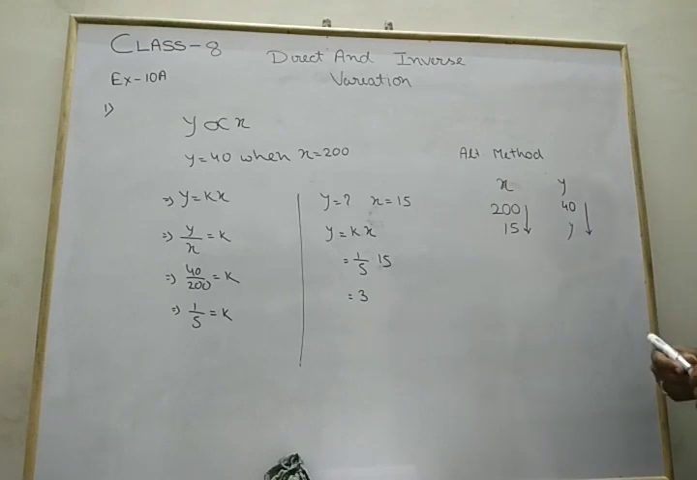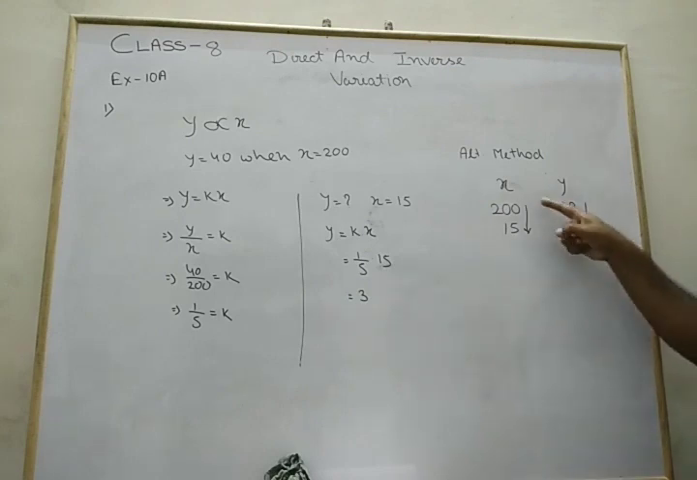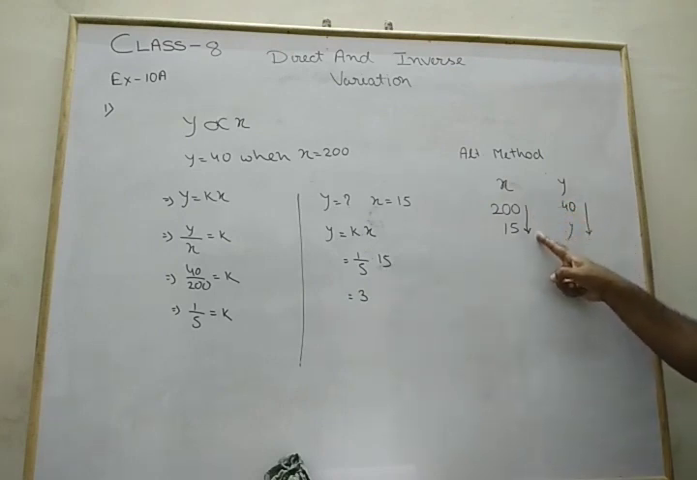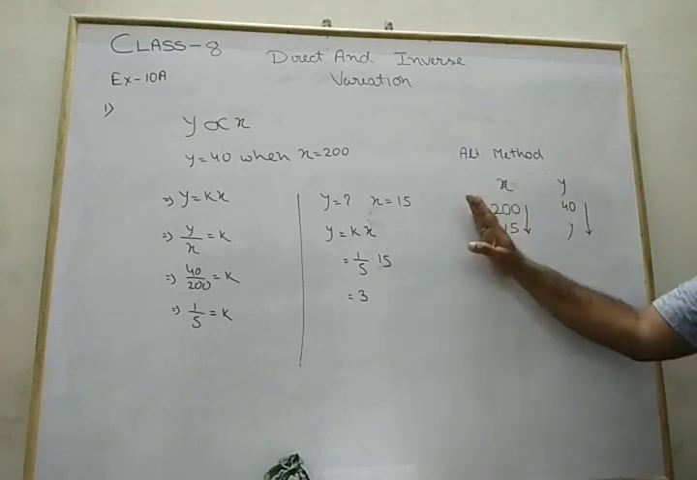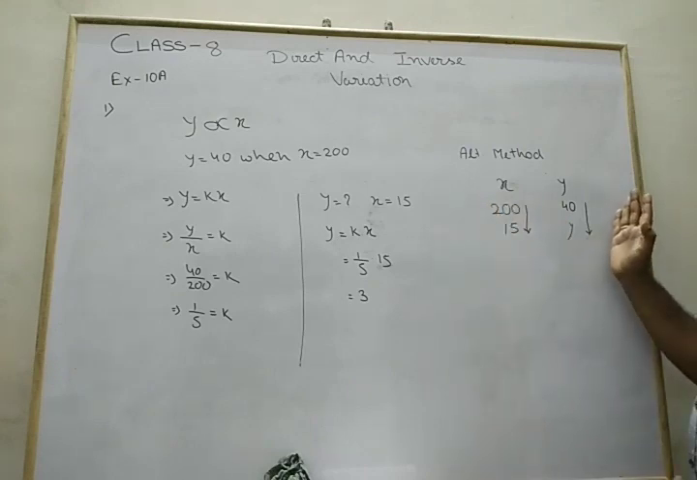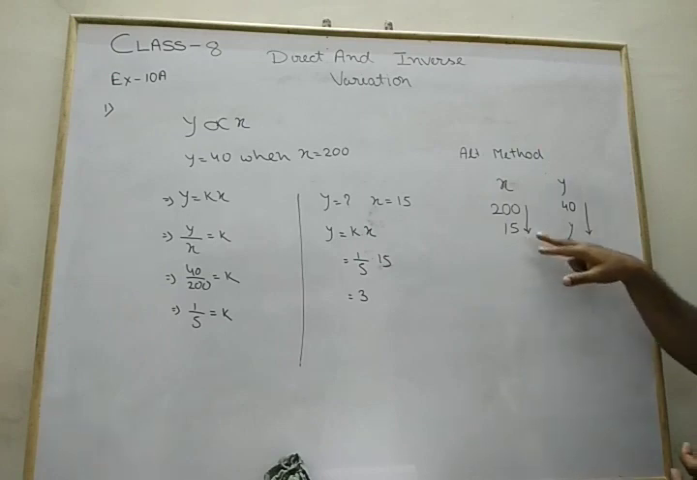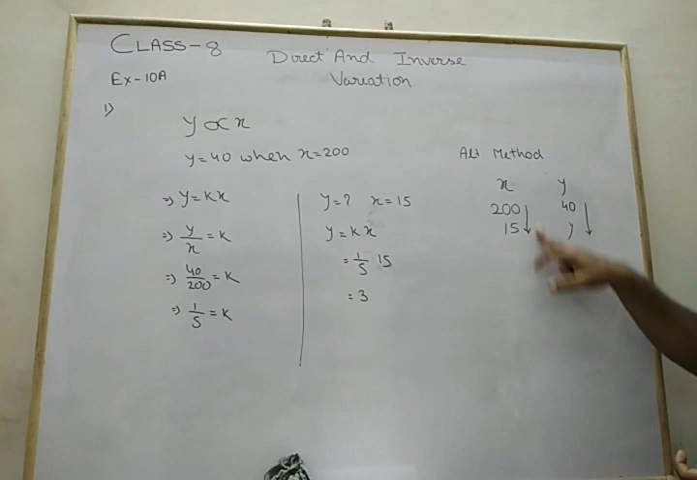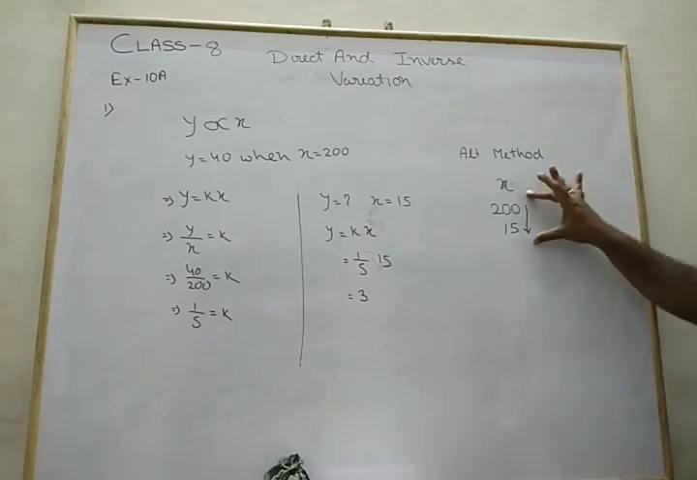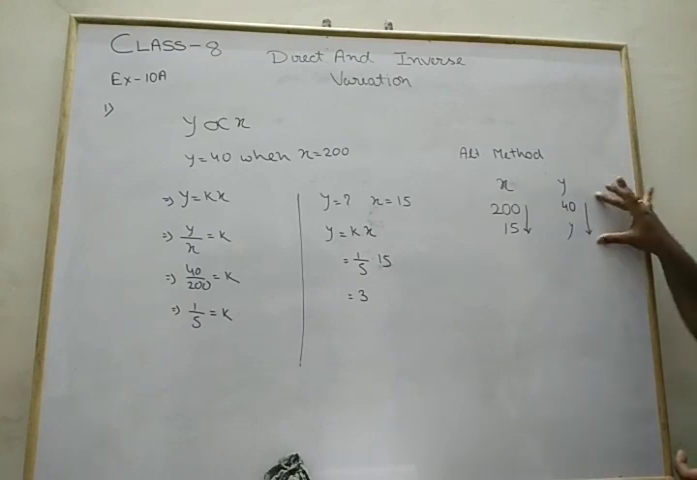This arrow mark indicates that as the arrow goes downward on the x part, the first quantity, in direct variation, the second quantity's arrow also goes downward. It means if one increases, the other also increases. If it decreases, the other also decreases. So this shows that this part varies the same as this part.